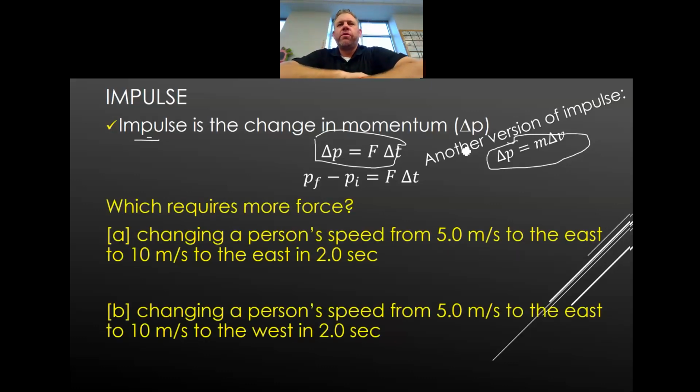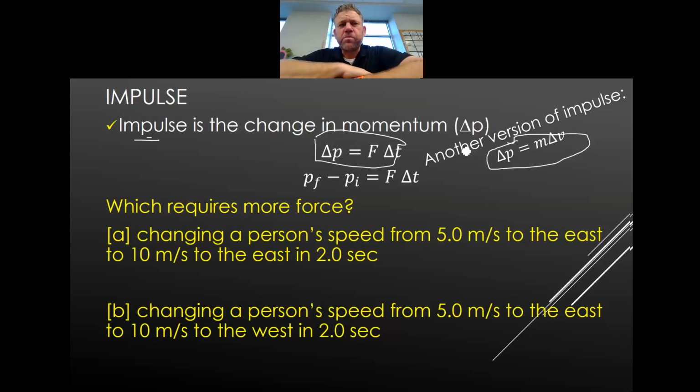So we ask, which requires more force? Changing a person's speed from 5 meters per second east to 10 meters per second east in 2 seconds, or changing a person's speed from 5 meters per second east to 10 meters per second west. Now, directionality becomes super important here. Because in A, the two are going the same direction, those velocities will just subtract, meaning the change in velocity is only a 5 meter per second change. Not a huge deal.